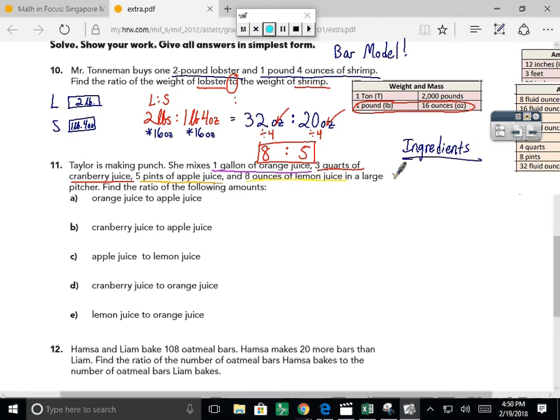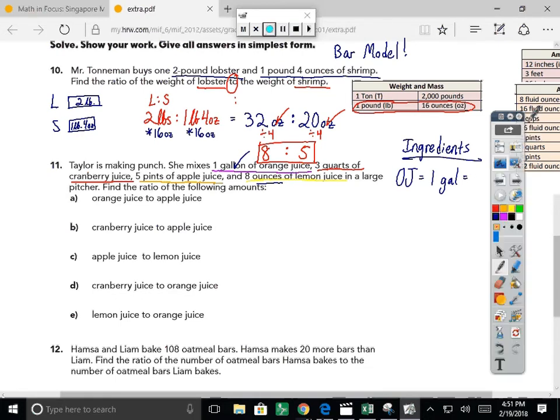And the first ingredient was orange juice. Remember, if I look back, there's 1 gallon of orange juice. I'll write that down. But that's not super helpful. What is the smallest unit that they gave me to work with? Quarts are smaller than gallons, and pints are smaller than quarts. And, ooh, ounces are the smallest. So how could I turn my gallons into ounces?